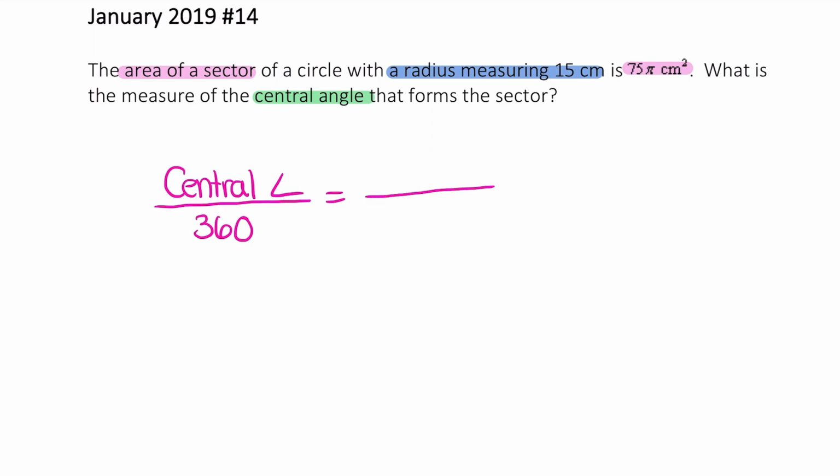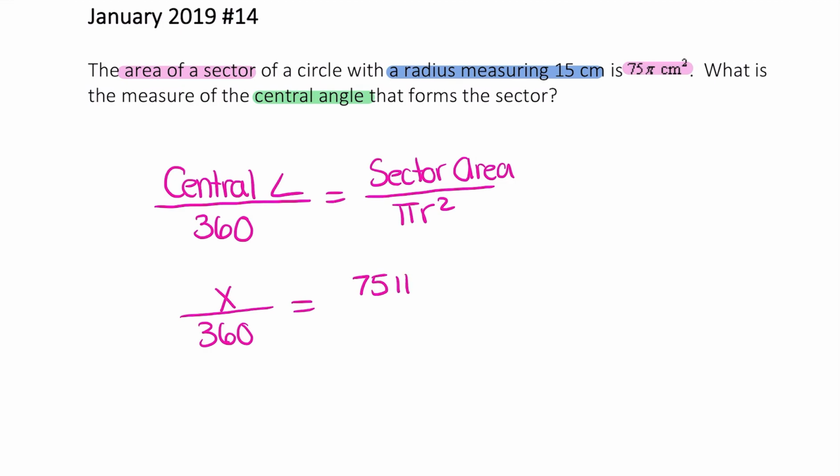Then they give us the sector area. So let's put sector area at a pi r squared. This is a little bit different than the last problem. Same two fractions we're using, but in this case, they want us to find the central angle. So my x is going to go over here. And they're giving us the sector area, the 75 pi, and so I'm going to put that over here. And then for my area formula, I know my radius is 15.